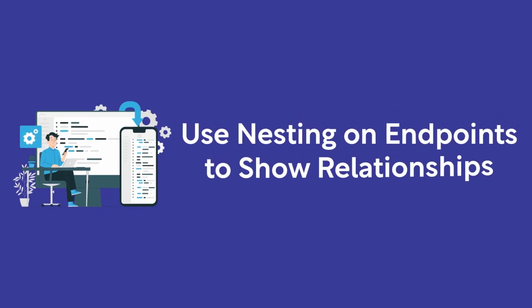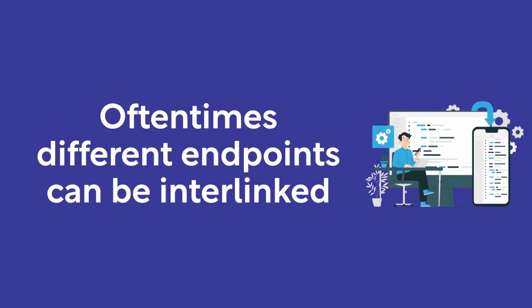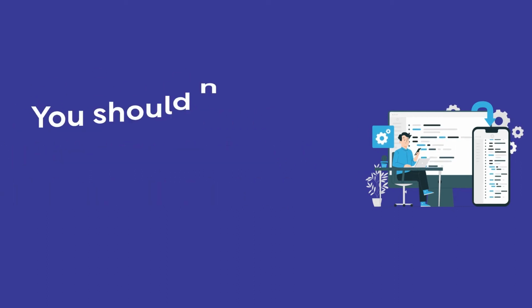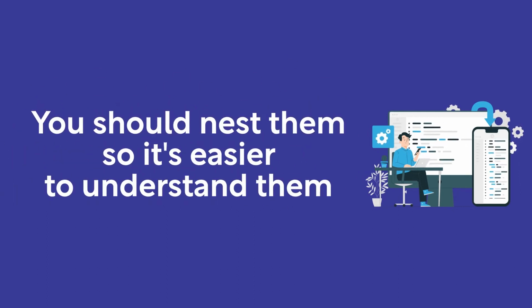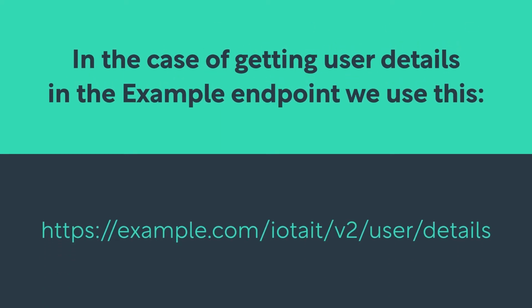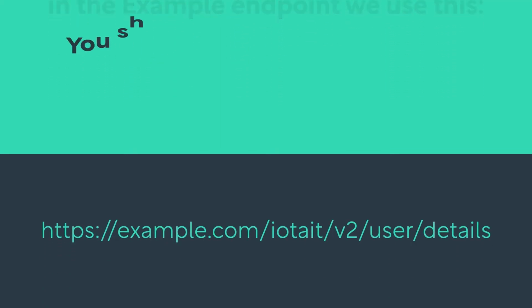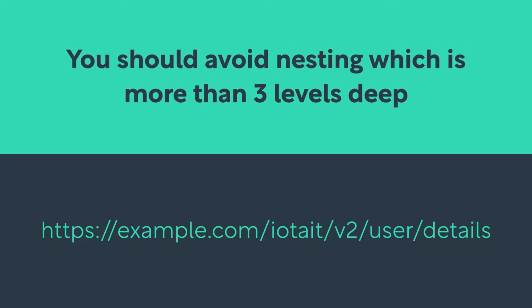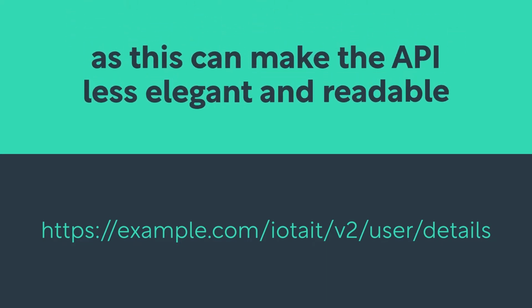5. Use nesting on endpoints to show relationships. Oftentimes, different endpoints can be interlinked. You should nest them so it's easier to understand them. In the case of getting user details in the example endpoint, we use this. You should avoid nesting which is more than 3 levels deep, as this can make the API less elegant and readable.